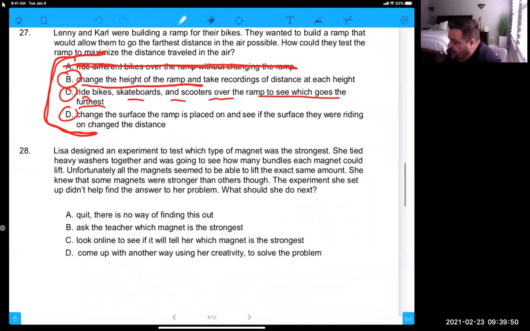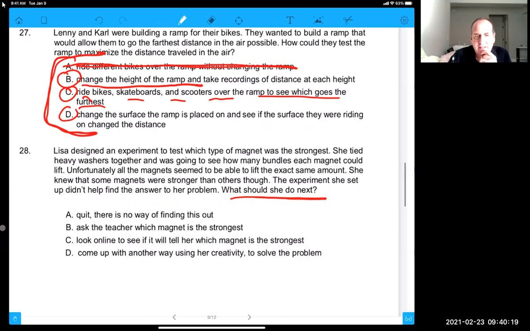Lisa designed an experiment to test which type of magnet was the strongest. She tied heavy washers together and was going to see how many bundles each magnet could lift. Unfortunately, all the magnets seemed to be able to lift the exact same amount. She knew that some magnets were stronger than others. The experiment she set up didn't find the answers to the problem. So what should she do next? She did an experiment and it didn't really work. It all just came up the same way, right?